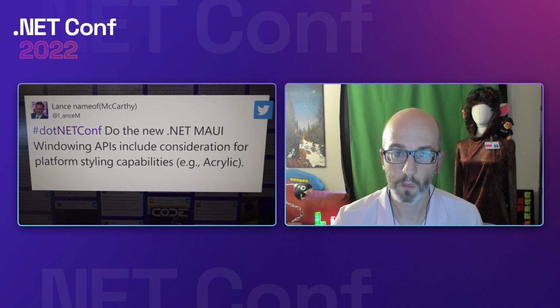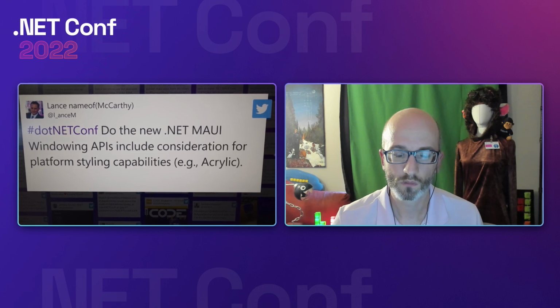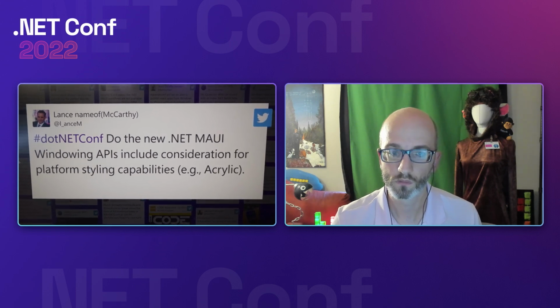Lance McCarthy wants to know if the new .NET MAUI windowing APIs include consideration for platform styling, such as acrylic and all those other cool things you get. Not yet. Unfortunately, they don't. The acrylic stuff came a little bit too late for us to start messing around with, but that'll definitely be a focus to work on. I know Tim, who works on a lot of our live visual tree stuff, was able to wire it together, so you can definitely do it. You can wire into the stuff to do it, but it's not a default behavior yet.